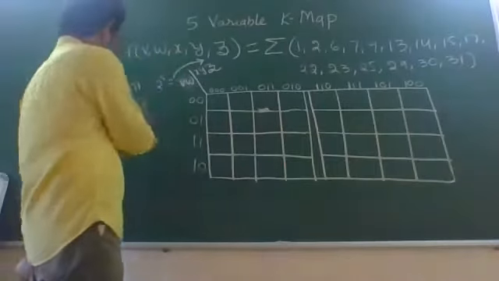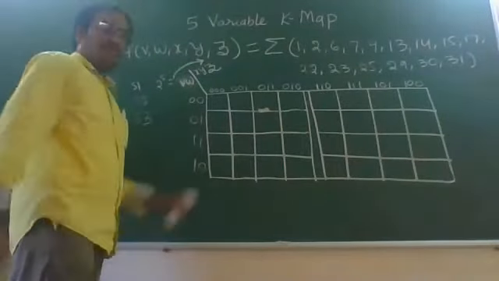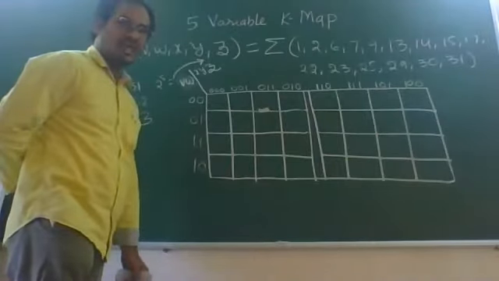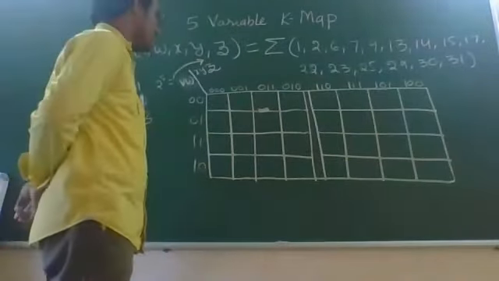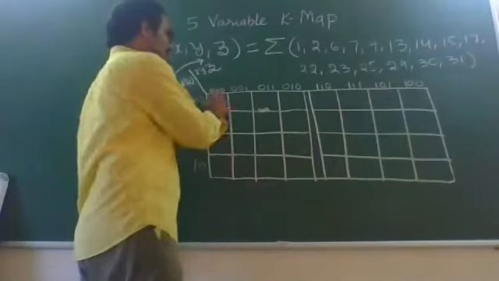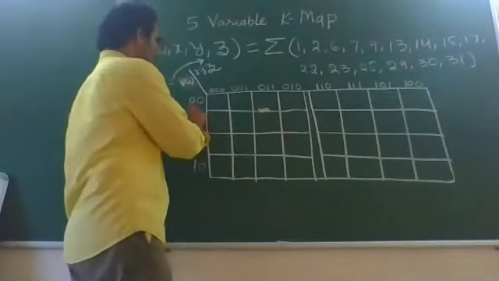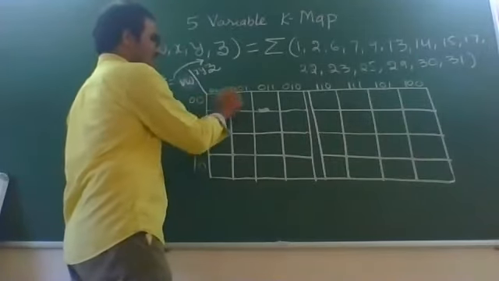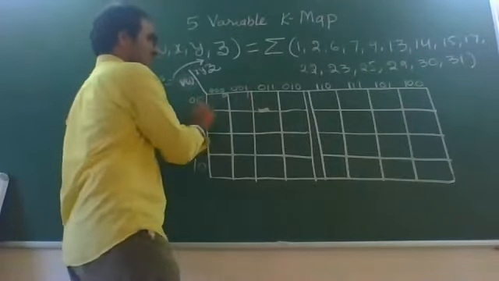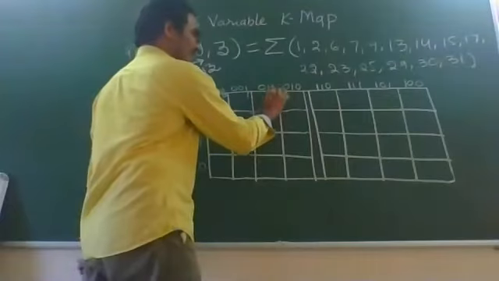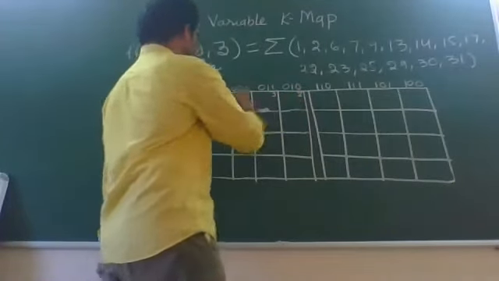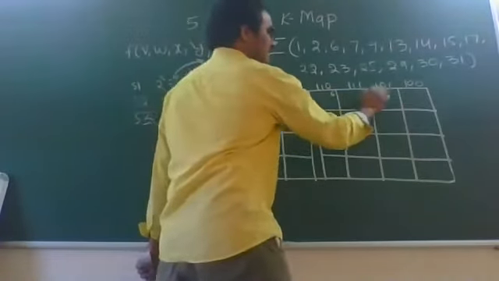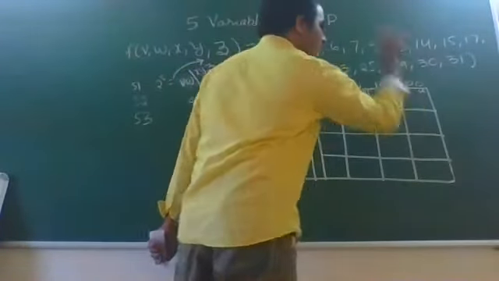Next, the third step is to give the numbering to the cells. Numbering is given by the binary representation. So 0 0 0 0 0 is decimal 0. 0 0 0 0 1 is decimal 1. 0 0 0 1 1 is decimal 3, 2. 0 0 1 1 0 is 6, 7, 5 and 4.